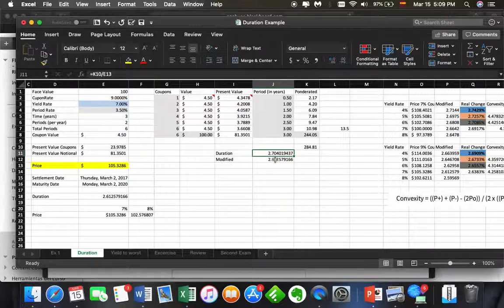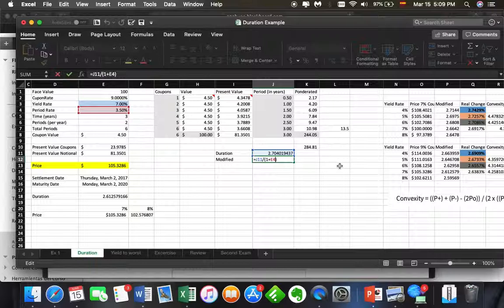Now the modified duration, which is the one we're going to use more in this class, is affected by the yield rate. You see, it is just dividing by 1 plus the yield rate, and it's going to tell us exactly, well, not exactly, but very, very close, how much percentage the price is going to go up and down when we move the interest rate. So that is very, very important.